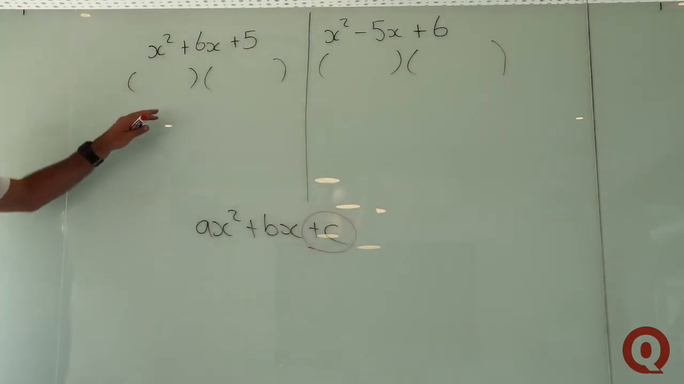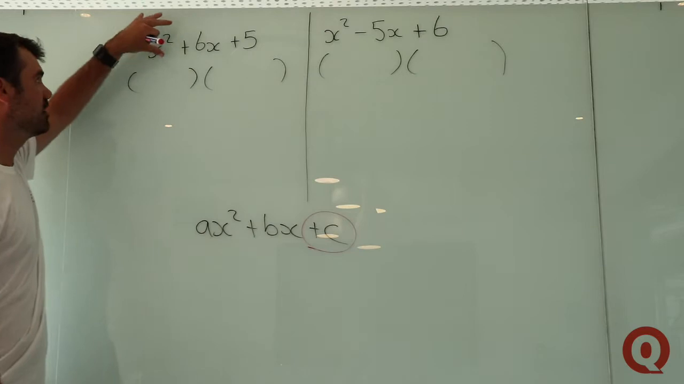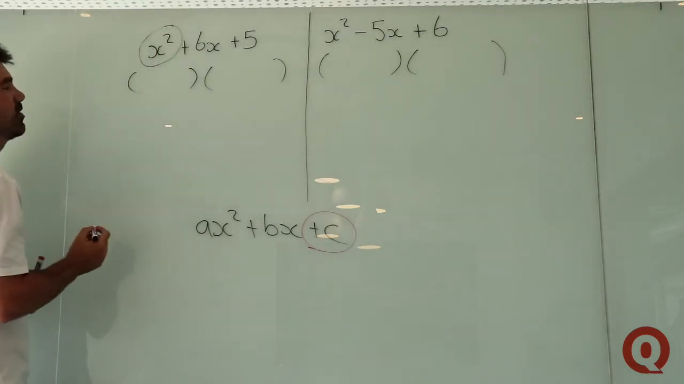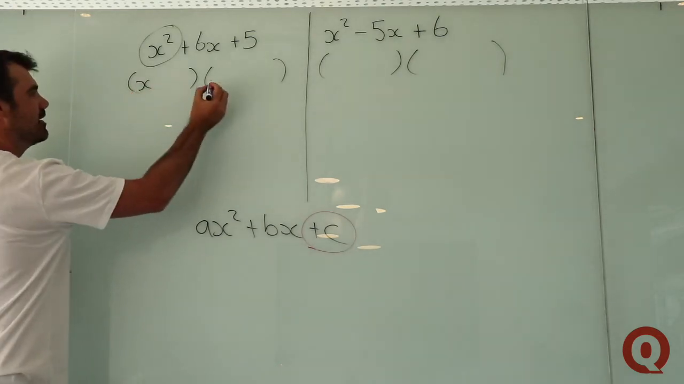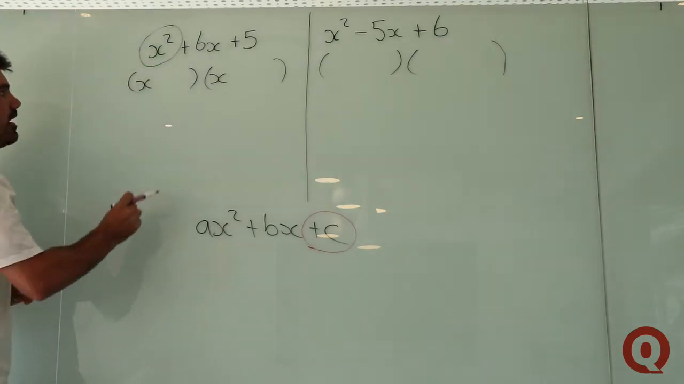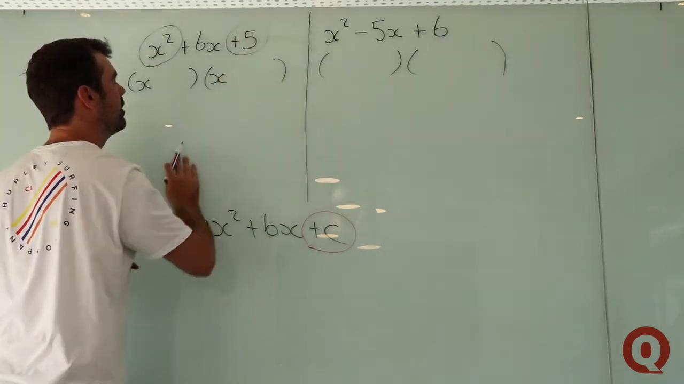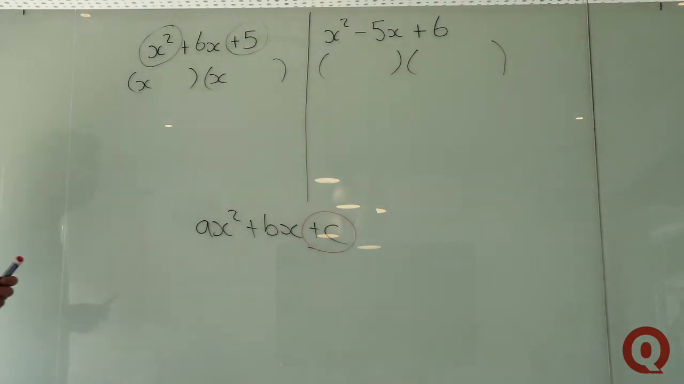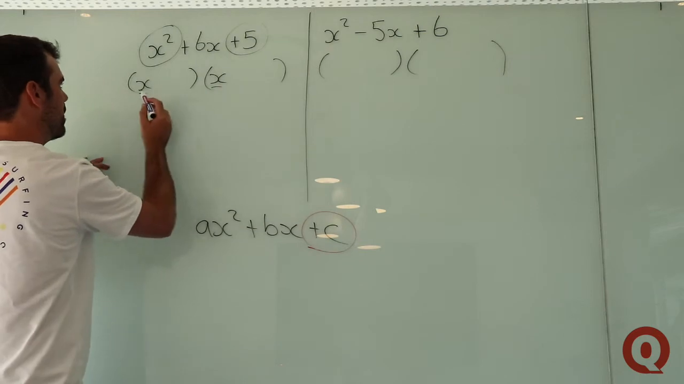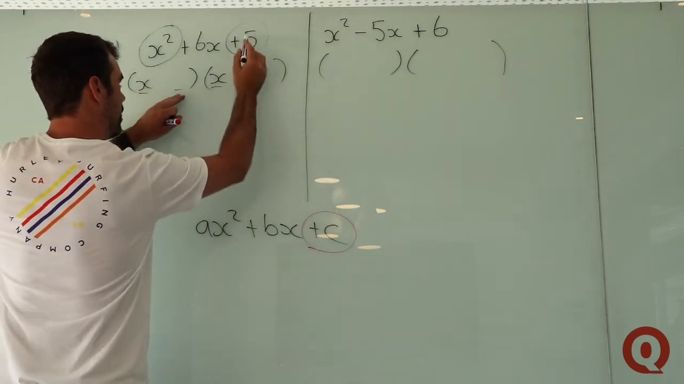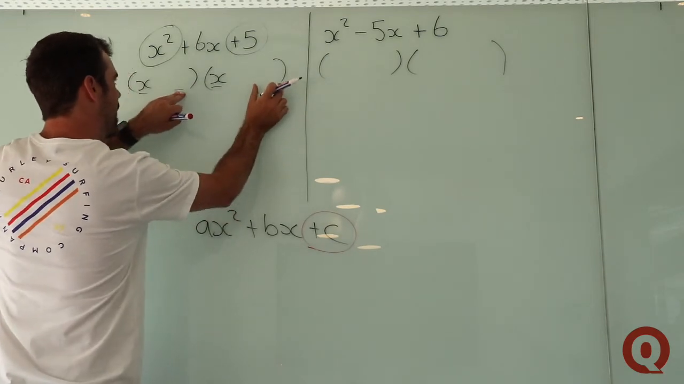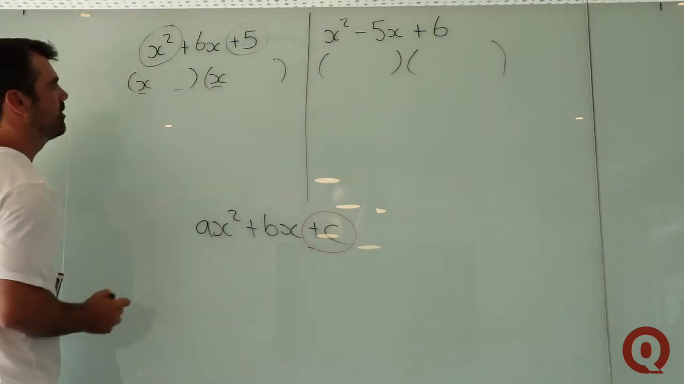Right, now, we know that if we're going to be finding our first term, what times what will give me an x squared? Well, that's going to be an x times an x. That is going to give me the x squared. So now we need to worry about how we can make a positive 5. So my last term and my first term are found by multiplying my first by my first, and then my last term, my c, is found by multiplying my second term by my second term, and the middle term is found by multiplying them all out.